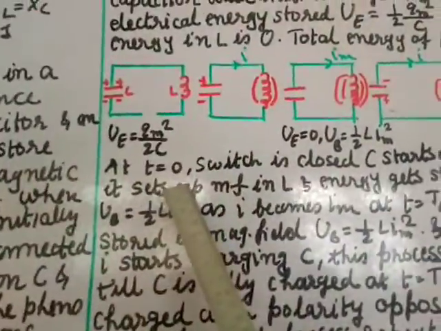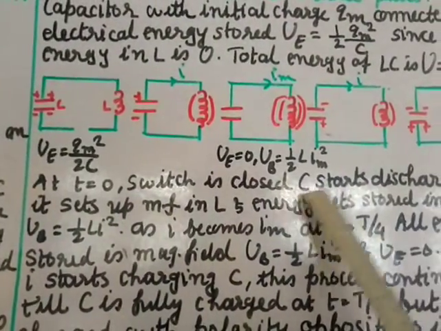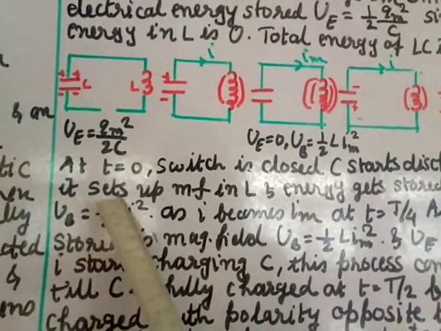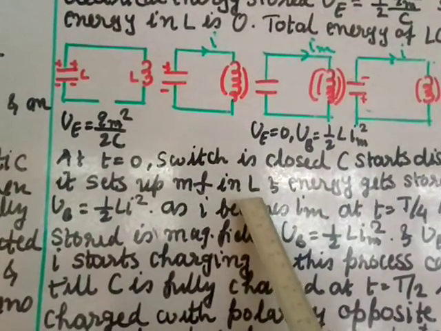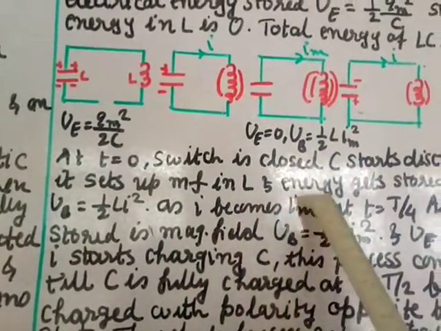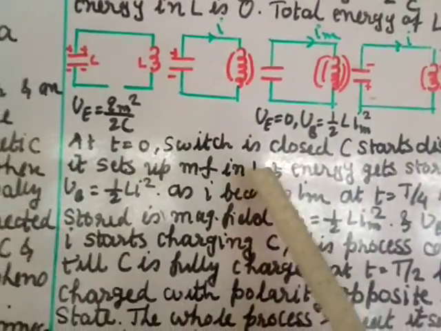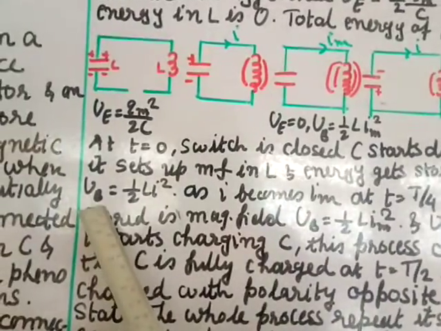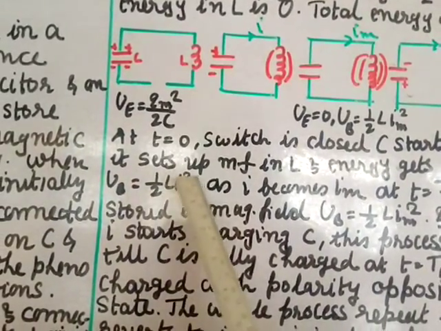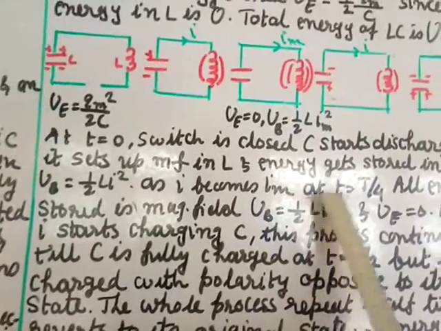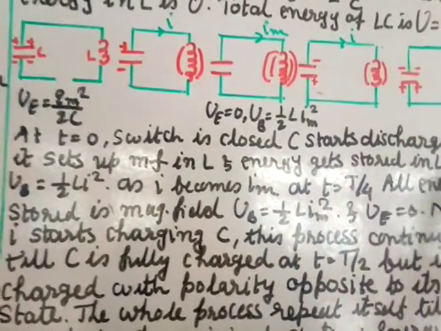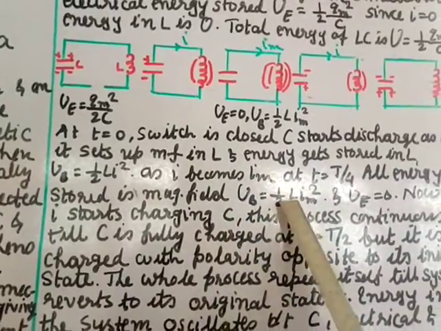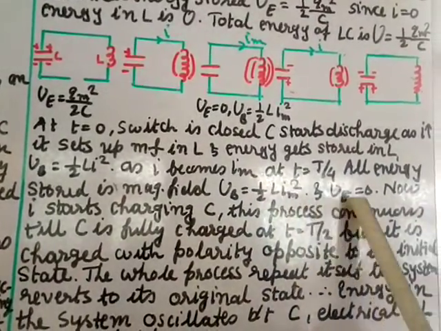At t equal to 0, the switch is closed and the capacitor starts discharging. As current I increases, it sets up a magnetic field in the inductor, and energy gets stored in L. UB is equal to 1/2 Li². As I becomes Im at t is equal to T/4, all energy is stored in the magnetic field, UB is equal to 1/2 LIm² and UE is equal to 0.